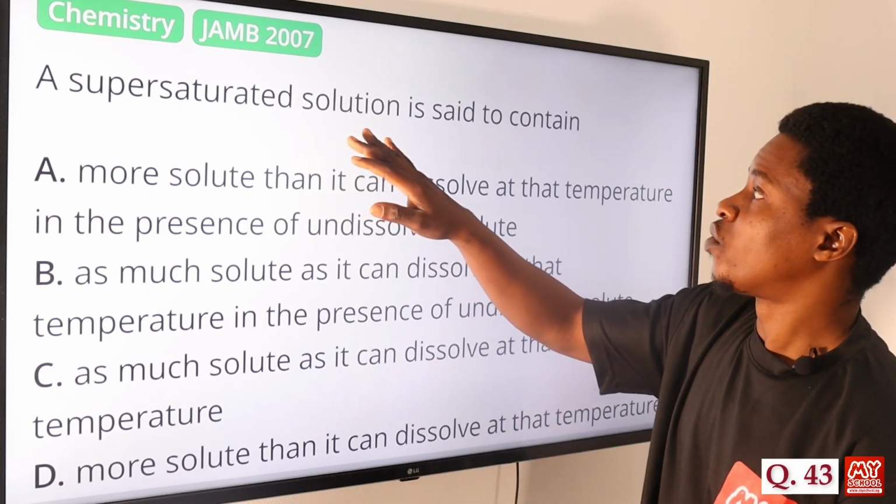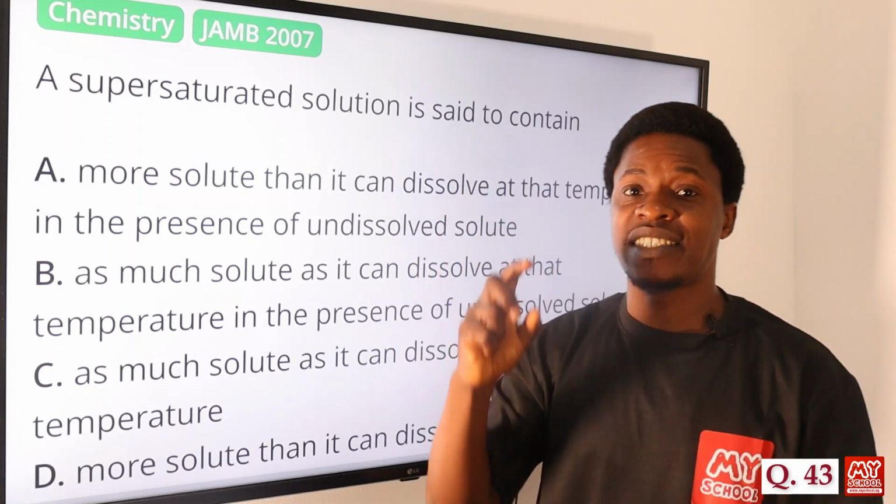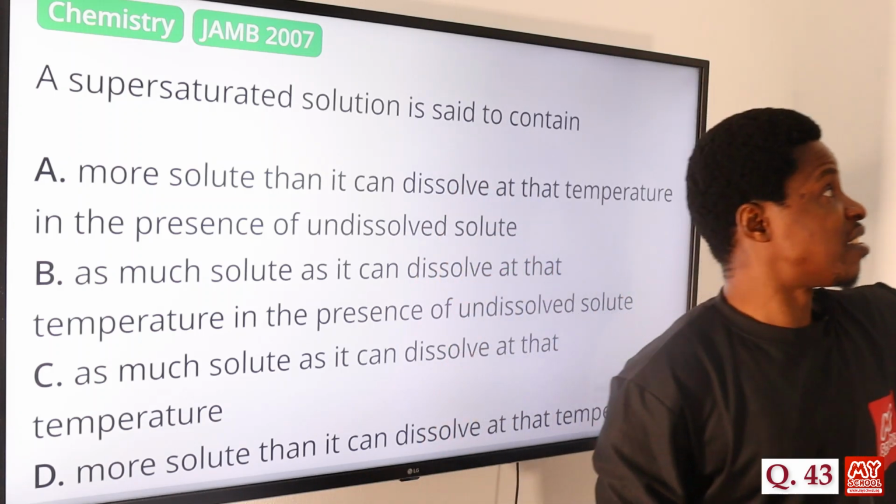Now let's move on to question number 43. A supersaturated solution is said to contain what? Now whenever we have a solution that has more, let's move to the board. There's something that's sketched out here.